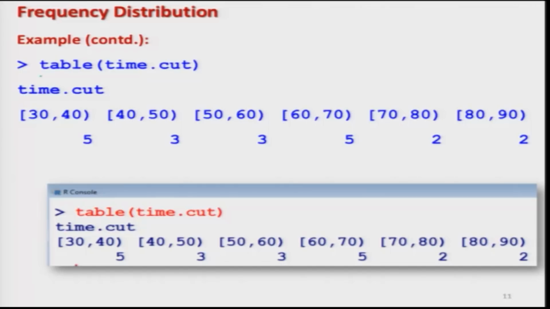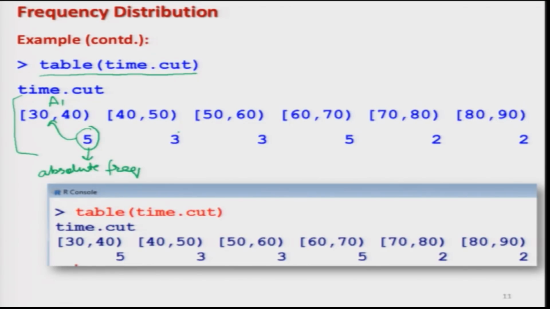Now, when I execute it in the R software, you can see that I do a table and inside the bracket I write time dot cut. You can see I get this type of outcome. What is this telling you? This is saying that there are 5 values in the interval 30 to 40. So, 5 is the absolute frequency of class A1, which is 30 to 40.